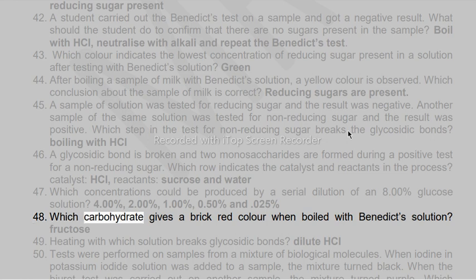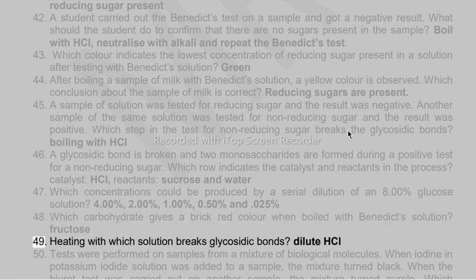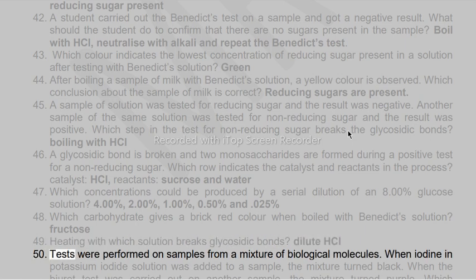48. Which carbohydrate gives a brick red color when boiled with Benedict's solution? Fructose. 49. Heating with which solution breaks glycosidic bonds? Dilute HCl.